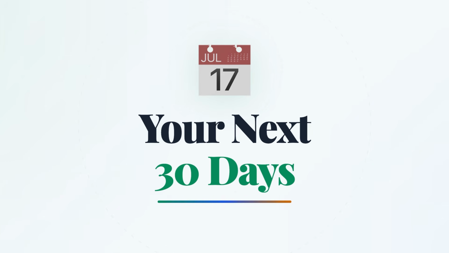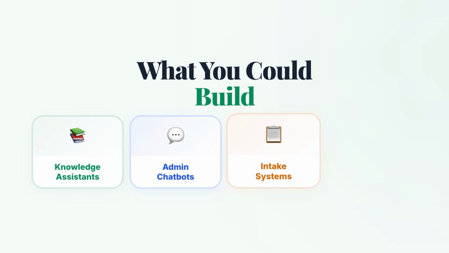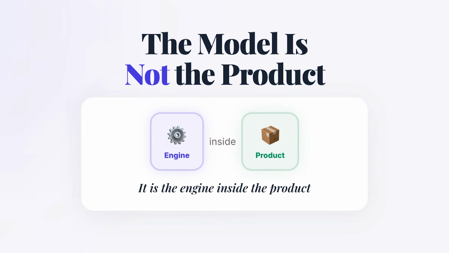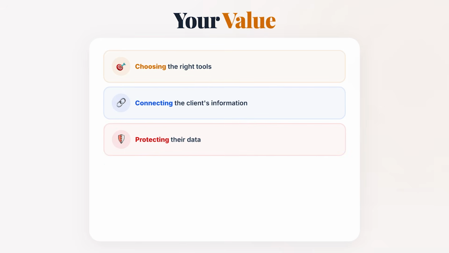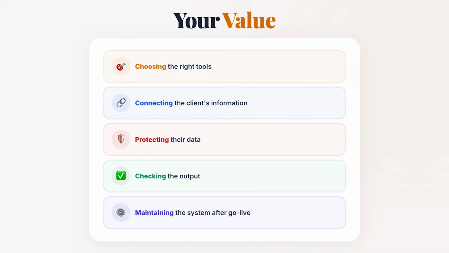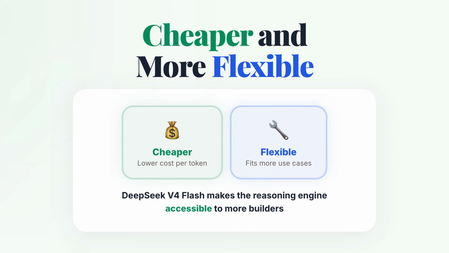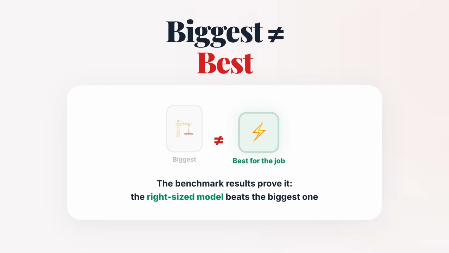Imagine what your next 30 days could look like with DeepSeek V4 Flash as one part of your client stack. You could build knowledge assistants, administrative chatbots, intake systems, or lead follow-up workflows. The model is not the finished product, it is the engine inside the product. Your value comes from choosing the right tools, connecting the client's information, protecting their data, checking the output, and maintaining the system after it goes live. DeepSeek V4 Flash makes that reasoning engine cheaper and more flexible. And its benchmark results show something important. The biggest model is not automatically the best model for every job. The only question left is which useful service you are building this week.